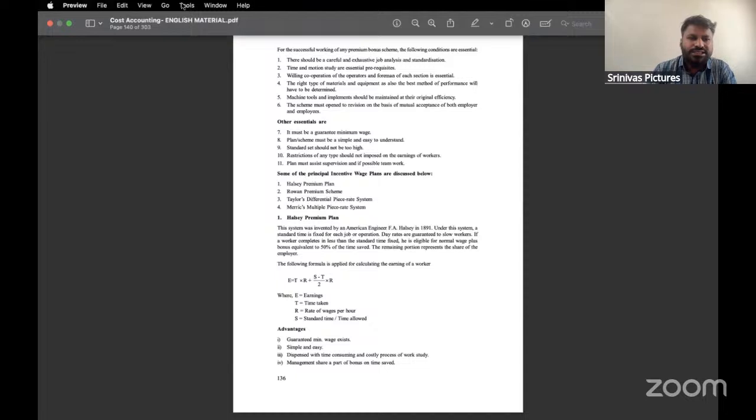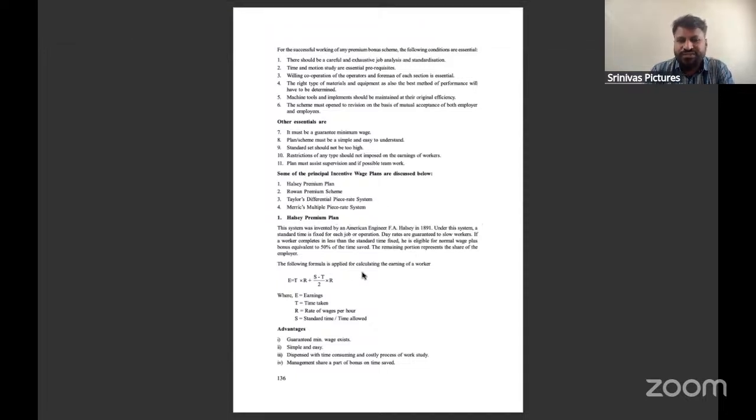Halsey premium system, with the help of the following formula we are going to calculate. Here, E for earnings. Earnings is equal to time into rate plus standard time allowed minus actual time taken by 2 into rate. So this is the formula which we are going to use for the calculation of Halsey premium plan.